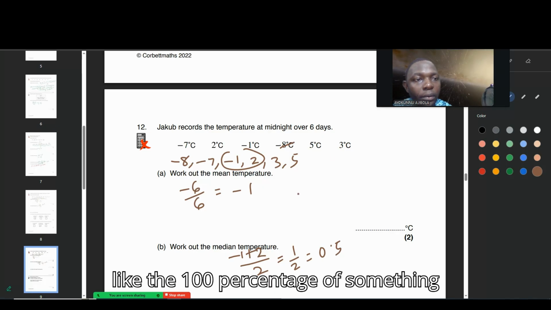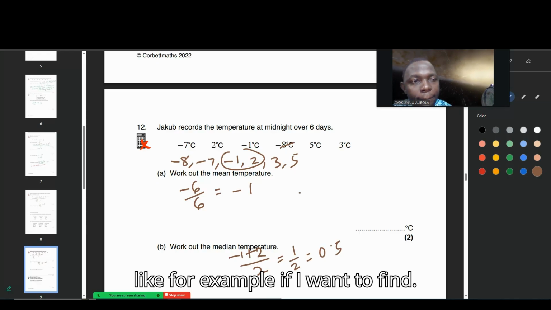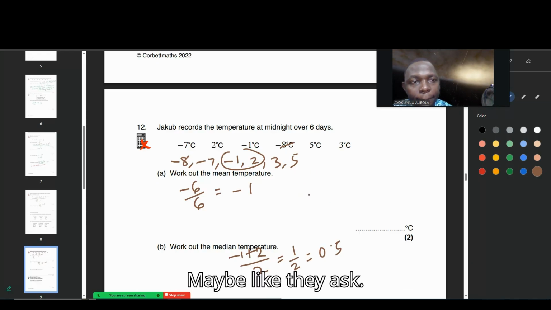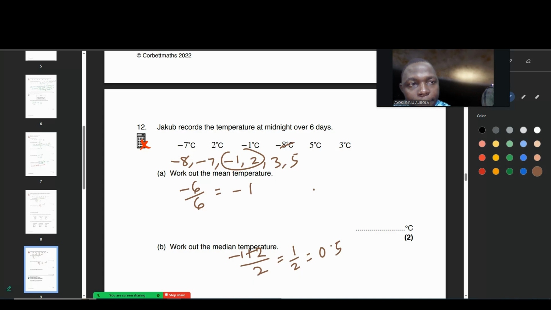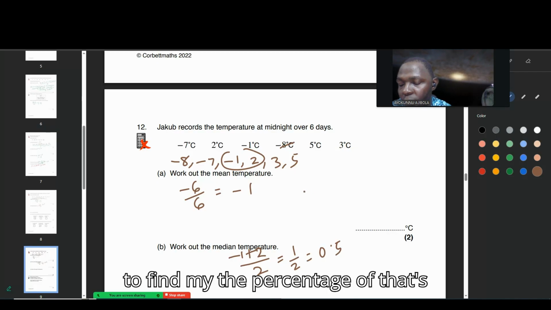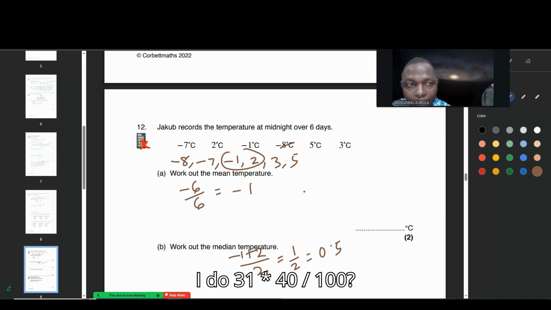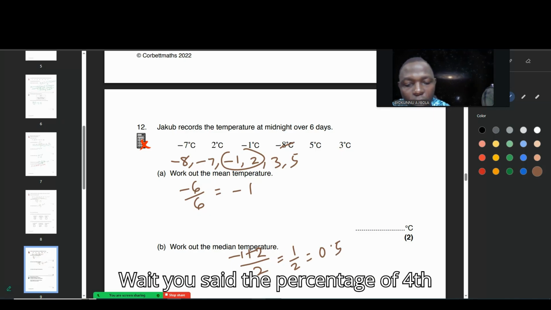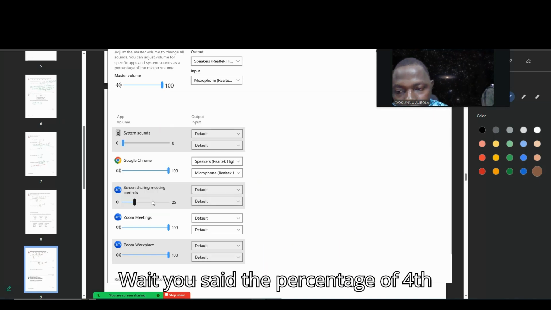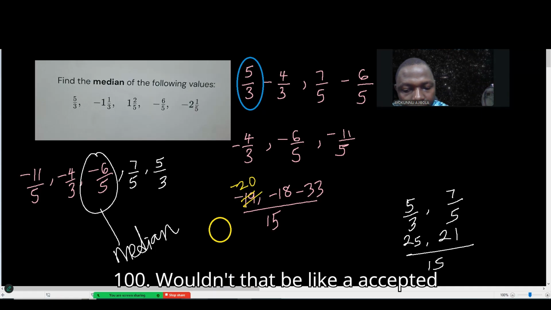To find the percentage of something manually, for example, if I want to find the percentage of 31 over 40, would I do 31 times 40 divided by 100? Wait, you said the percentage of what? Like for example 31 times 40 divided by 100, would that be an accepted method?